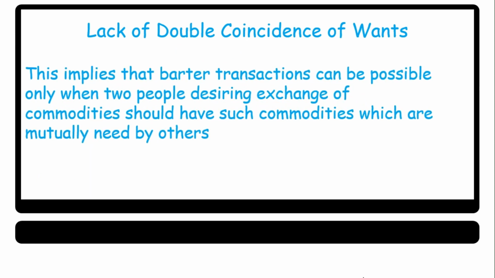Let's start off with lack of double coincidence of wants, which implies that barter exchange is only possible if both parties agree on the commodities that the opposite party is offering. For example, if Anish wants to have 15 bananas and is willing to trade 20 pencils for it. Nasser wants 20 pencils but does not want to trade his bananas for it but is willing to trade 5 wooden tables. Here there is double coincidence of wants.